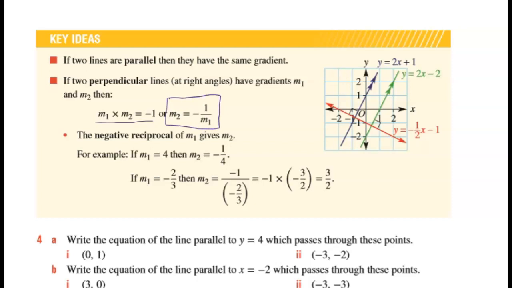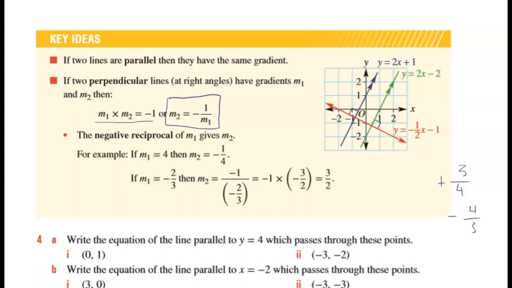So the gradient of one line, when they're perpendicular, is given by the negative reciprocal. So what it means by reciprocal is we just flip it. Okay, so let's just go over here. So if I had 3/4, the reciprocal is 4/3. Okay, but this time we're taking the negative reciprocal. So if that was positive, the negative reciprocal would be that.